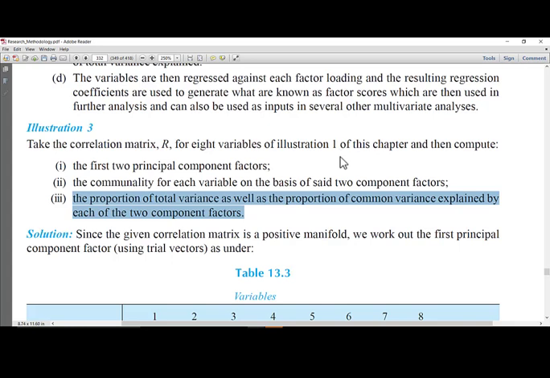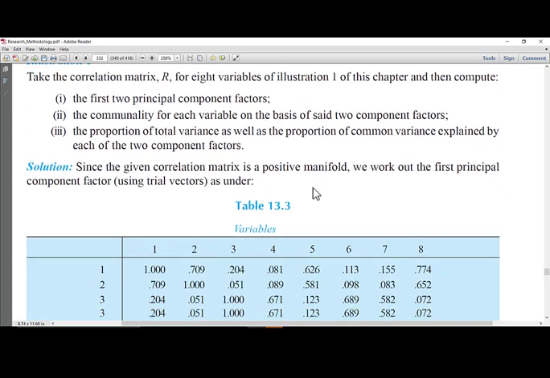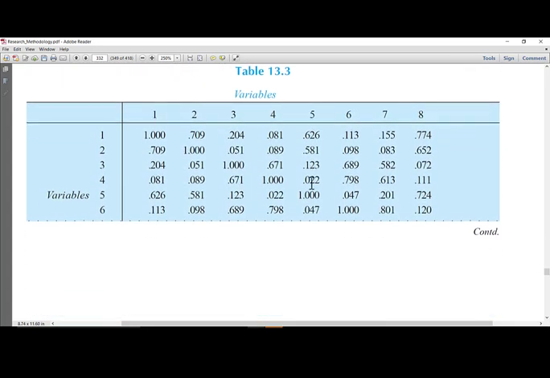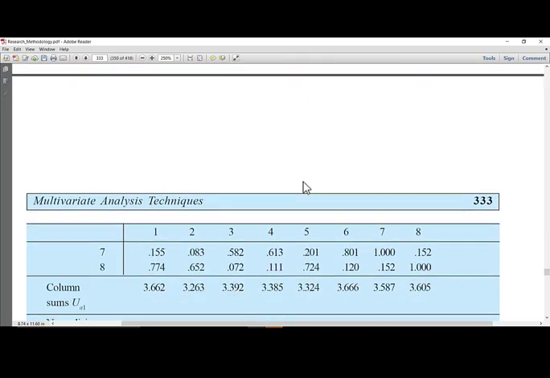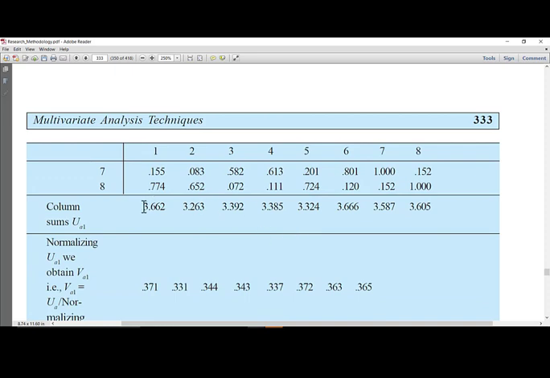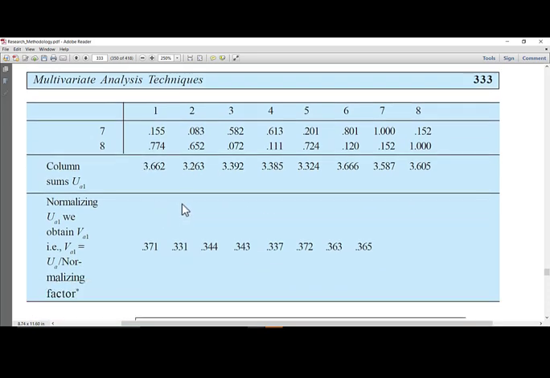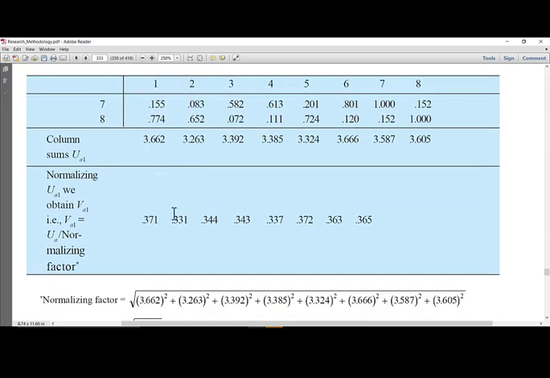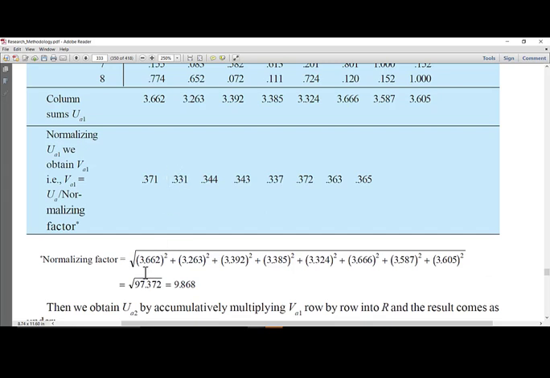And here, from illustration 1, the same correlation matrix is taken. And this is continued for 7 and 8 variables, and column sums are given here. But now in this PC method, of course, the procedural steps are different. What we have done now is calculate a normalizing factor.